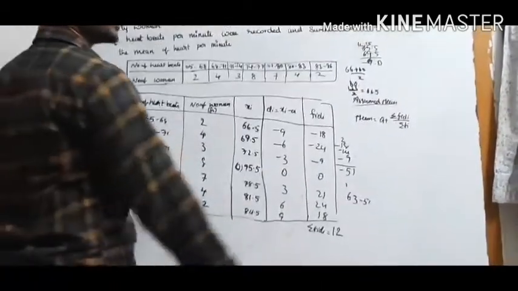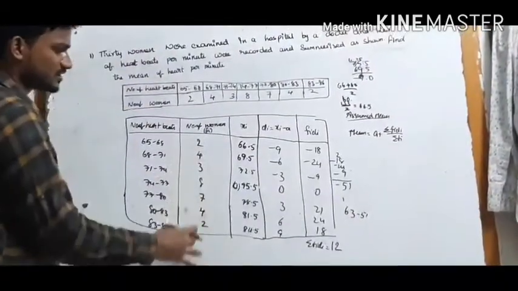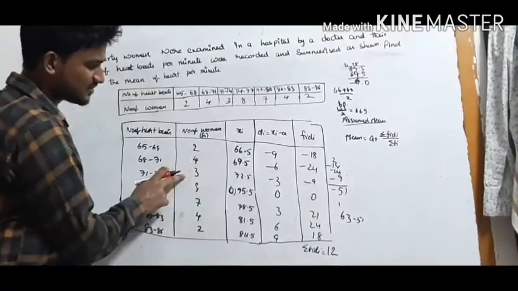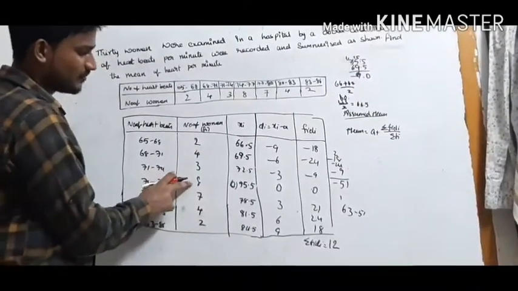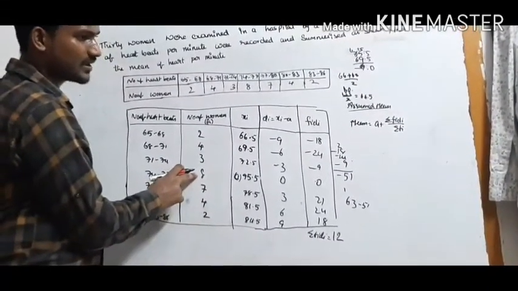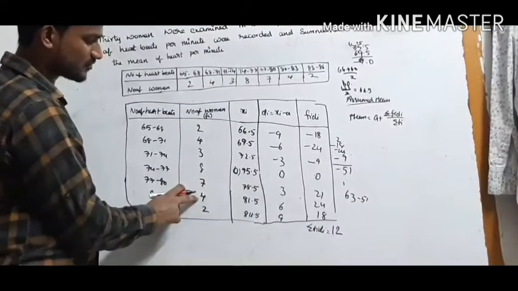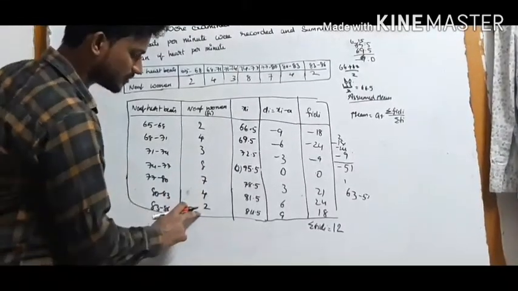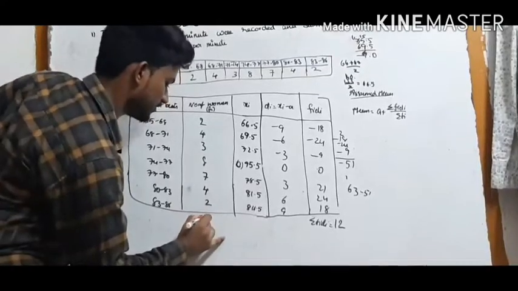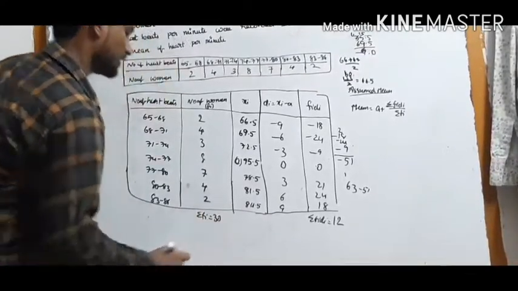Now sigma Fi, the sum of these terms: 2 plus 4 is 6, 6 plus 3 is 9, 9 plus 8 is 17, 17 plus 7 is 24, 24 plus 4 is 28, 28 plus 2 is 30. So sigma Fi equals 30.